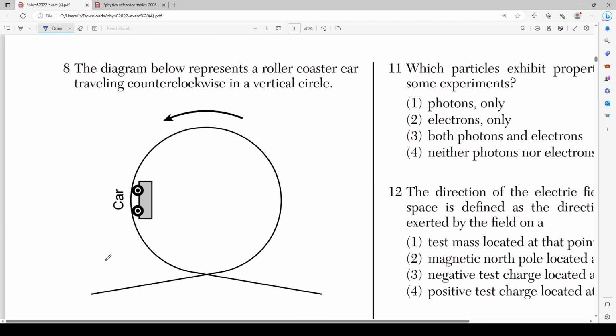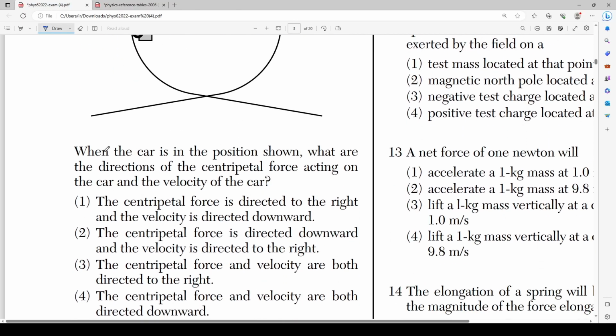So moving on to number 8, it says the diagram below represents a roller coaster car traveling counterclockwise in a vertical circle. When the car is in the position below, what are the directions of the centripetal force acting on the car and the velocity of the car?